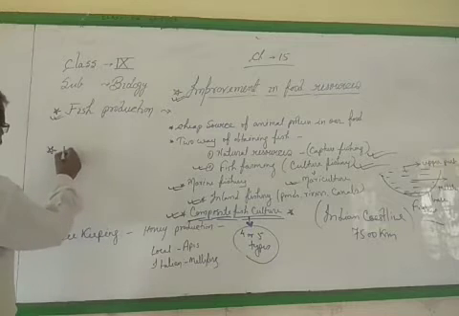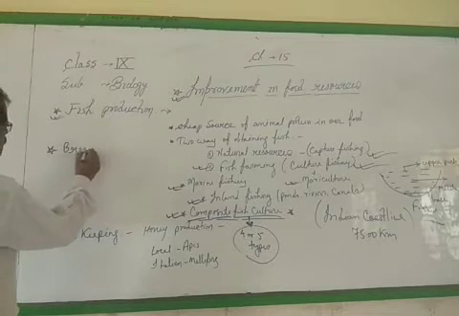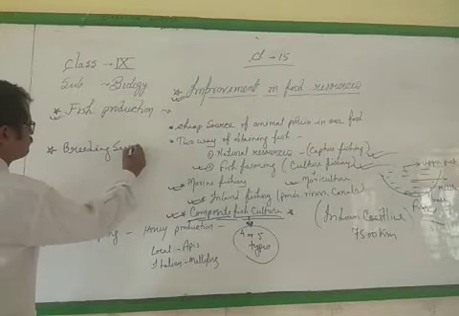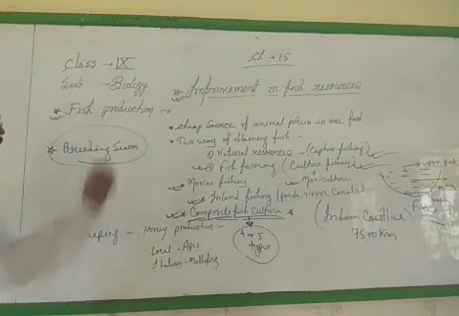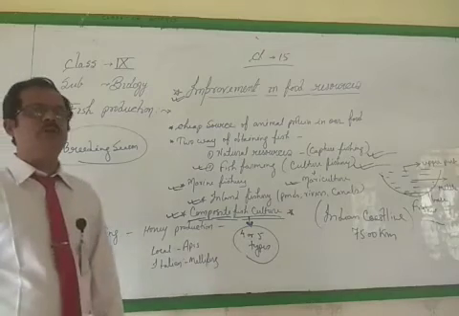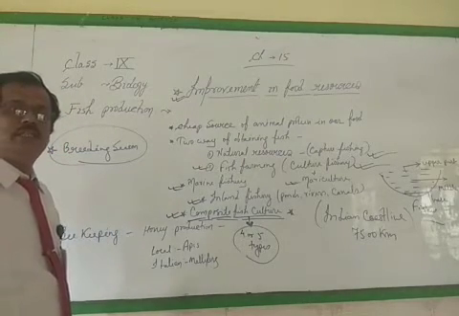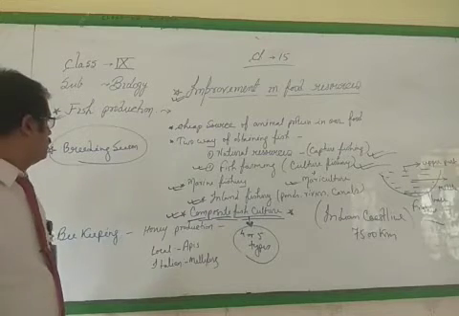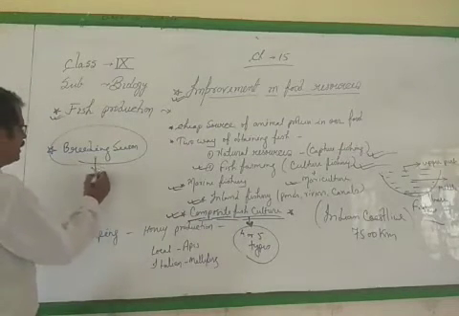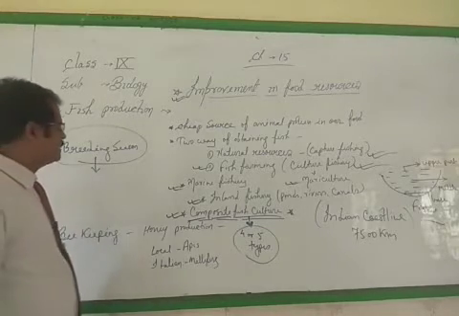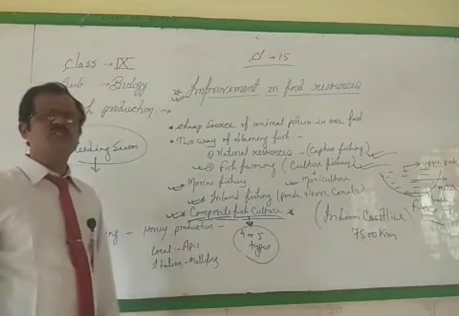They are related to the breeding season. This season creates problems in the rearing of different types of fishes. Which type of problem is created by them? The problem is related to the breeding season. It means the breeding season of various varieties of fishes is the same.